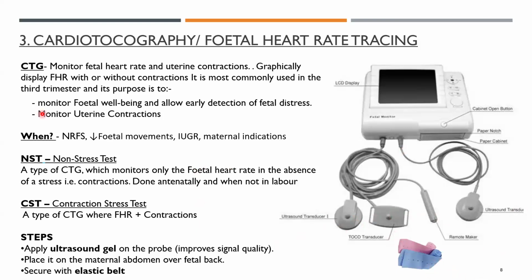So what is a CTG? It is used to monitor the fetal heart rate and uterine contractions. It's a graphical display of the fetal heart rate with or without contractions, and it's most commonly used in the third trimester. Why do we do it? We're doing this to monitor the fetal well-being and allow for early detection of fetal distress, or when you want to monitor the fetal heart rate in relation to uterine contractions.